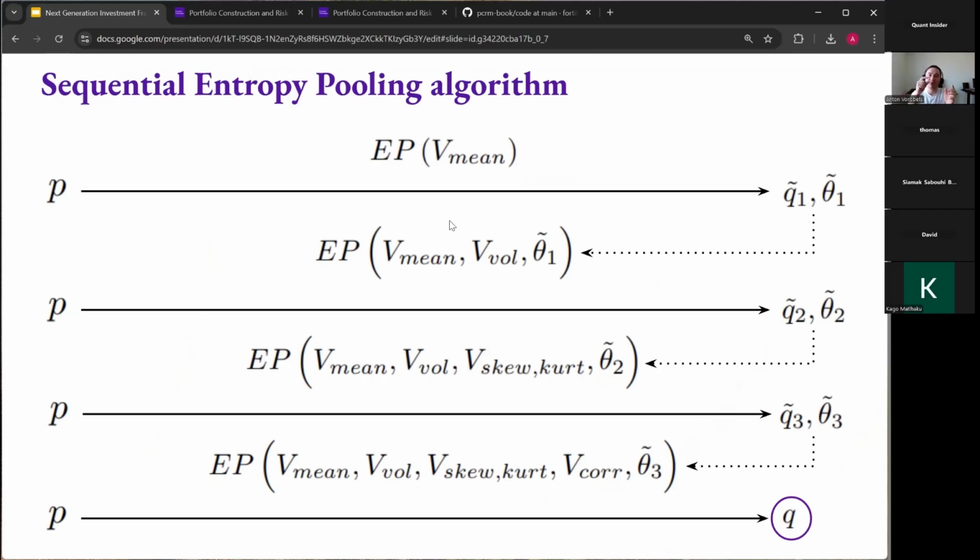So basically, it requires us to fix some values. For instance, if you want to implement a view on the variance, we must fix the mean of the asset that we are implementing the variance view on. But this can introduce some potentially strong implicit views. This is what I found in practice when I started using the method, and this is why I came up with these sequential entropy pooling algorithms that usually give much better performance.